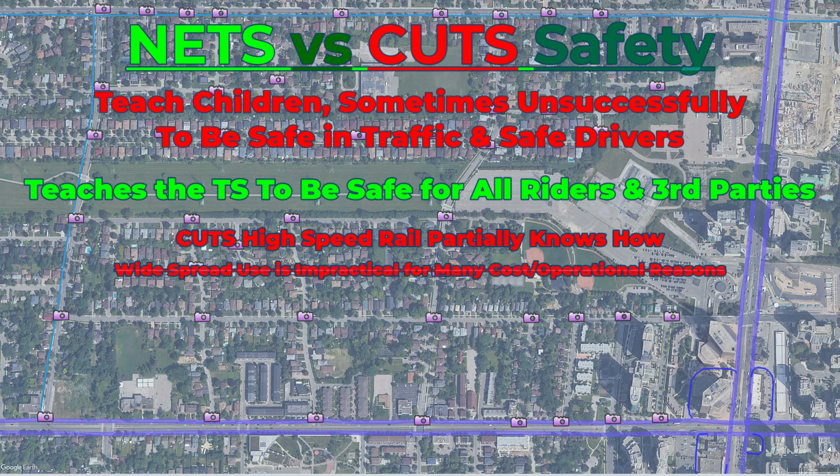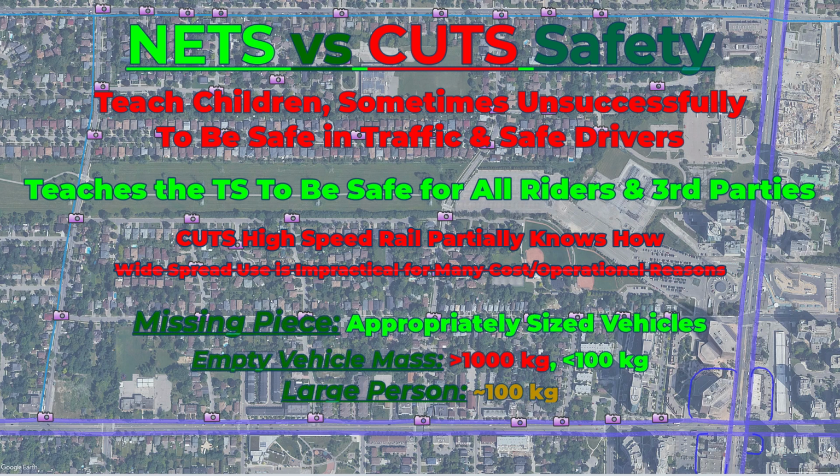CUTS high-speed rail systems understand one way to do it via physically isolated tracked guideways with no on-grade crossings or intersections. But the cost and operational restrictions of that solution make it applicable to only a small fraction of trips. Those limitations arise entirely from a flawed initial assumption that large and heavy or huge spatially shared vehicles are required to service the trip demand.